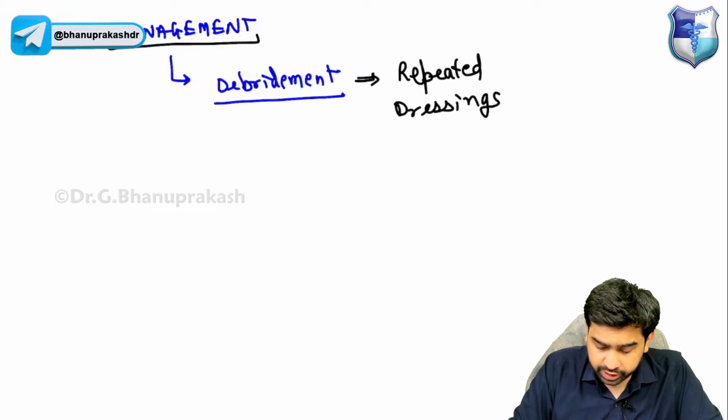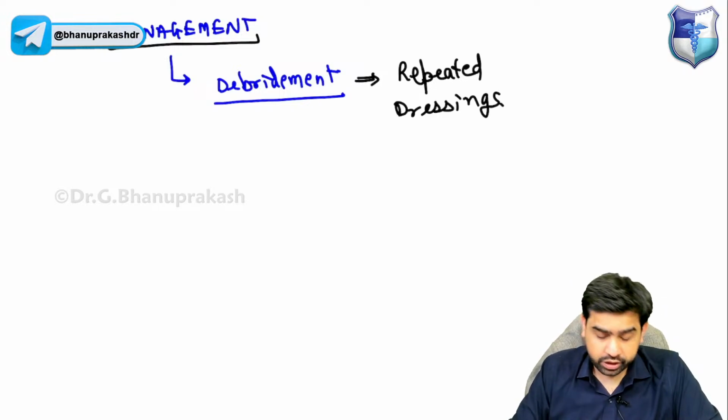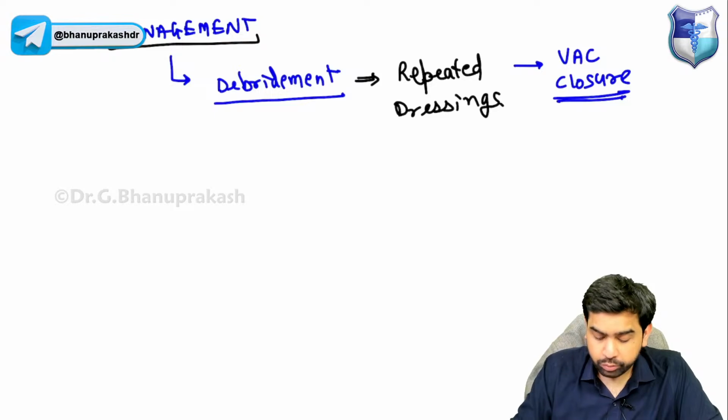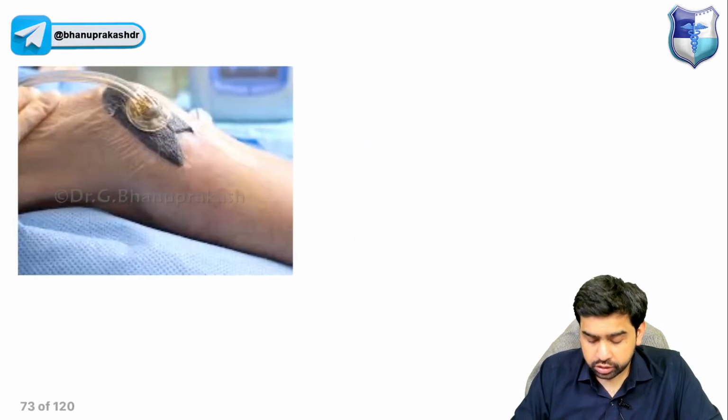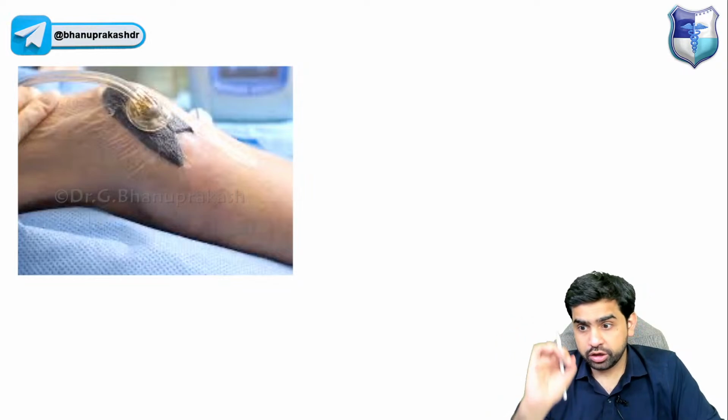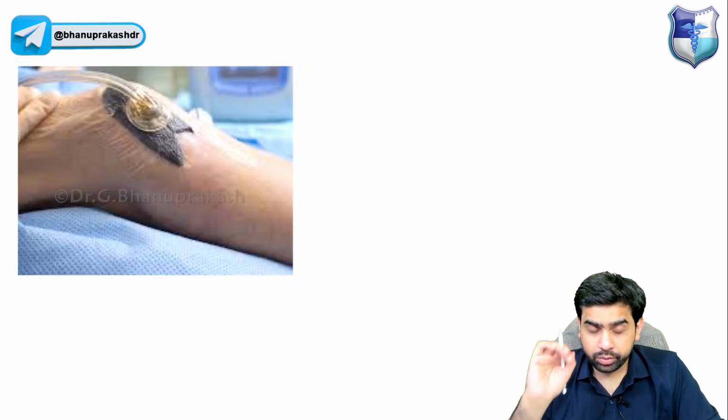Okay, and after that particular slough and the necrotic tissue is gone, then what you basically do is you have to put the patients on the vacuum assisted closure. Okay, VAC dressing, vacuum assisted closure. So what is this? This is an image. Please look at this particular image. This is a vacuum assisted closure.